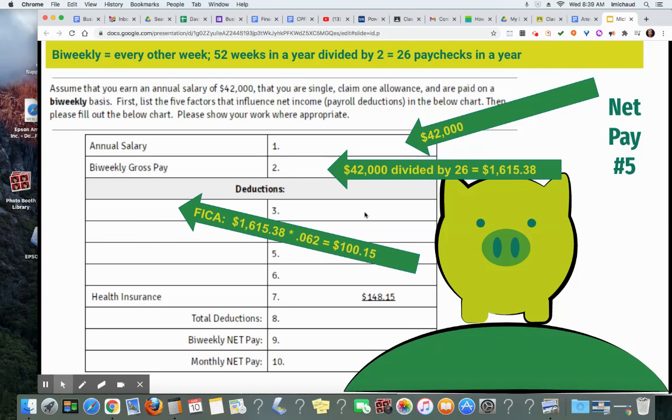For line number 4 we need to determine Medicare. So let's take the 1615.38 and multiply it by 0.0145 because Medicare is 1.45%. Please do this on your own and then I'll display the answers. You may pause this video at any point in time, take screenshots, write down notes.